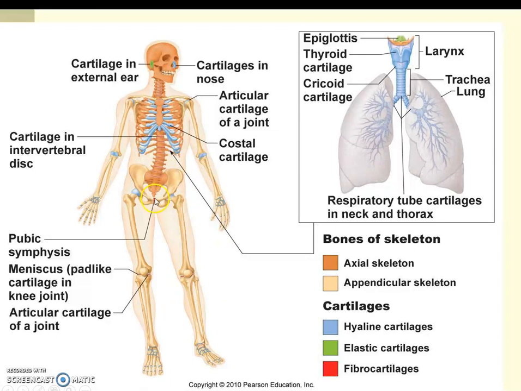The pubic symphysis is where the pubic bones of the pelvic girdle unite, and that's made up of fibrocartilage. And you certainly have fibrocartilage in the knee as well. So again, you won't be labeling this picture, but I'll certainly ask you questions about the axial skeleton, the appendicular skeleton, and then hyaline cartilage, elastic cartilage, and fibrocartilage, because it's all important in terms of the basic setup of the skeleton. And again, that's page 175.